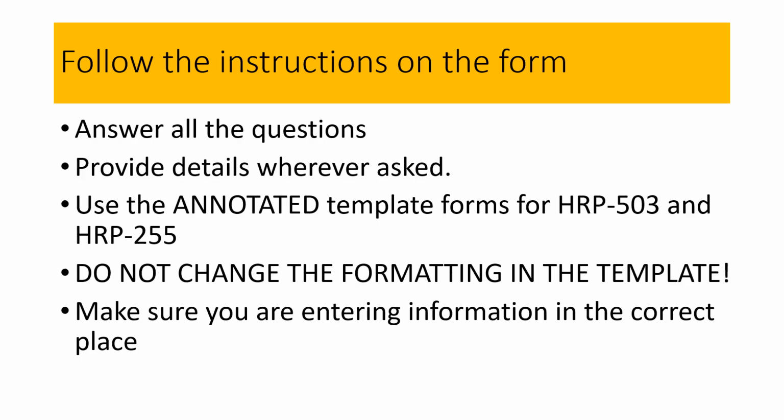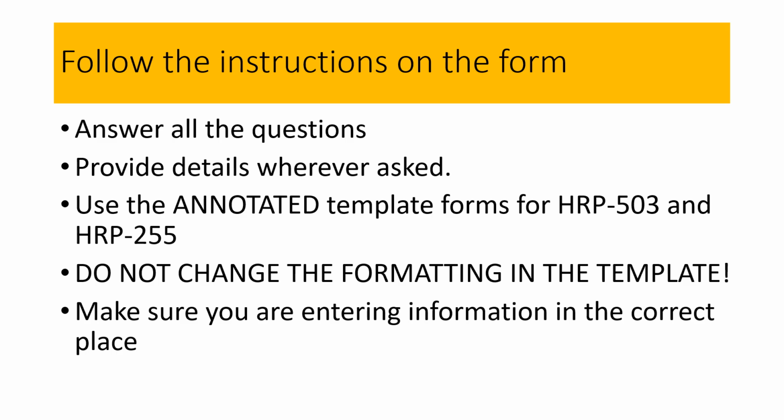In the General tab in the Huron Library, we have annotated template forms for the HRP 255 for exempt review and the HRP 503 for expedited review. Use these as your guide when you are completing your protocol document. They tell you what information the IRB needs to see in each section, subsection, and bullet point. Do not change the formatting on the template forms. The sections, subsections, and bullet points must remain intact.